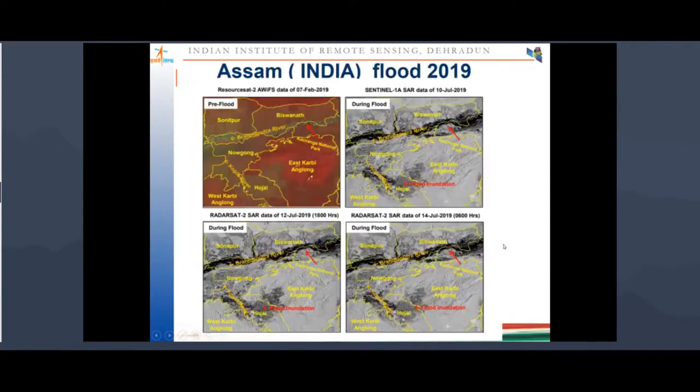Now look at this. The 2019 Assam flood, Brahmaputra River. So this is the flooded area, flooded inundation. You can see, these are actually different techniques, different satellite data, whatever is available.